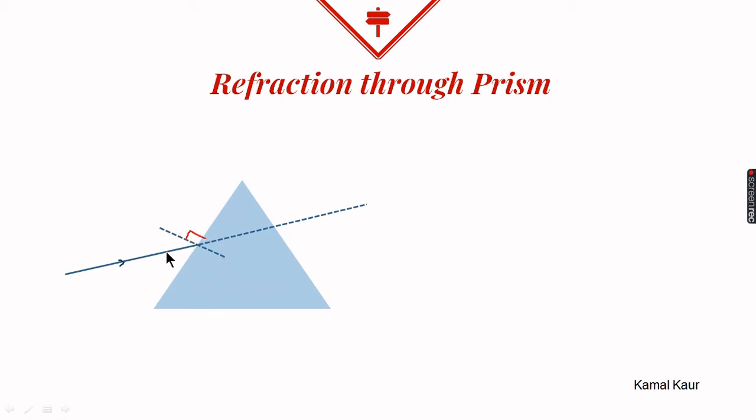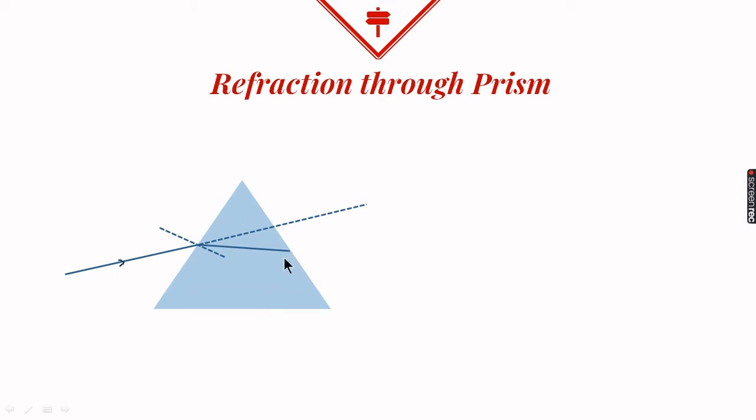Now this incident ray is moving from a rarer to the denser medium. It means it will bend towards the normal. So this is the normal, this is the incident ray. Instead of going straight, it will bend towards the normal. So we'll show this is the refracted ray. Now the refracted ray should not be parallel to the base of the triangle. It should be inclined towards the base of the triangle. Keep this also in mind.